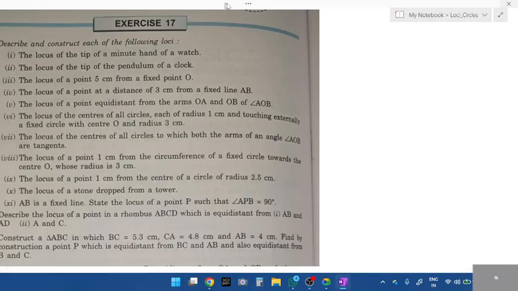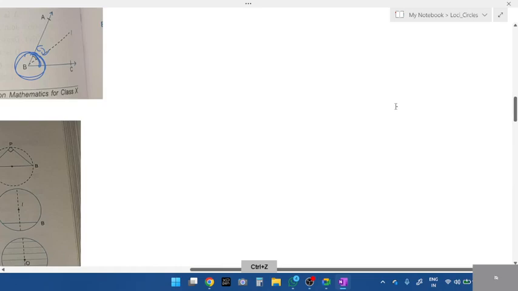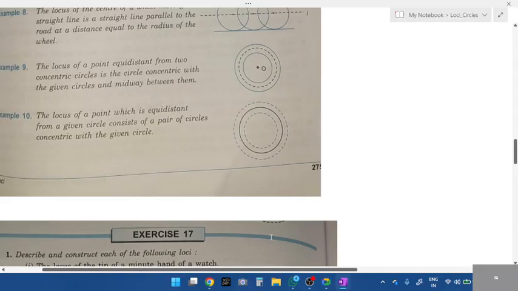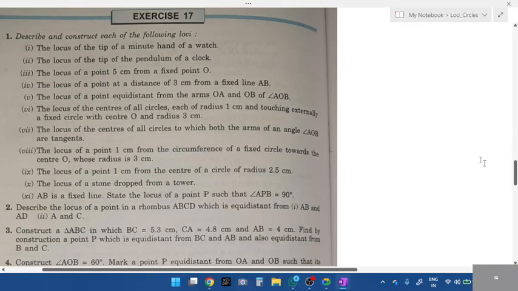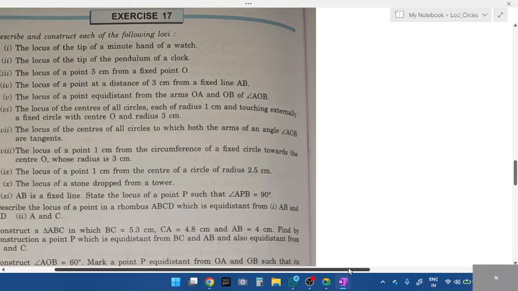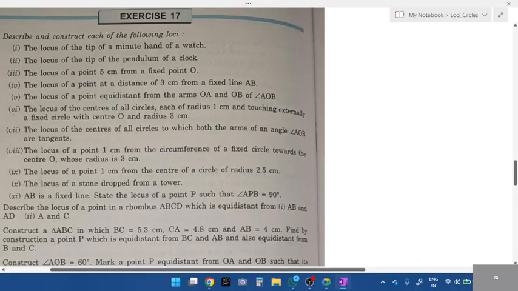Fine. See, first question. The locus is just a point with the tracing path, students. The first type of question, they will never ask such questions in the board exam. It's just for you all to practice. We will solve 3 or 4 questions from the first main. Describe and construct each of the following loci. The locus of the tip of a minute hand of a watch.